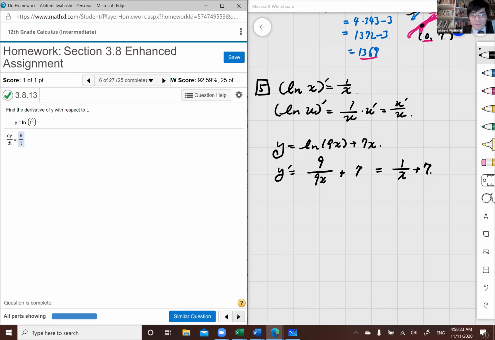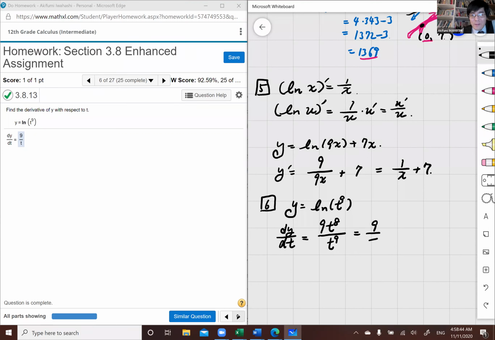Number 6. y is equal to ln of t to the power of 9. So let's differentiate y with respect to t. Use the chain rule, u on the bottom and u dash on the top, which simplifies to 9/t.